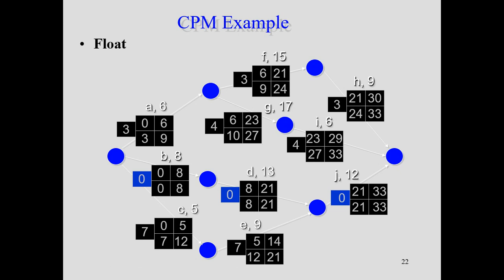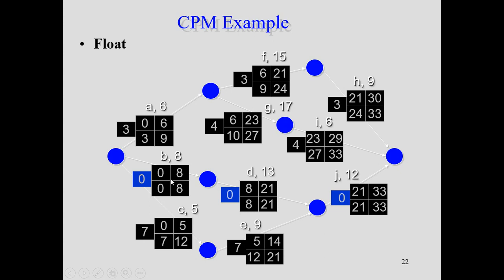So the float, as we said before, is the time delay for that particular activity that can be delayed without affecting the total project duration. But it's also interesting to note that some of the activities have 0 float here. We have activity B which has 0 float. We have activity D which is also having 0 float. We have activity J also having 0 float. Which means that these activities, there's no way they can be delayed.